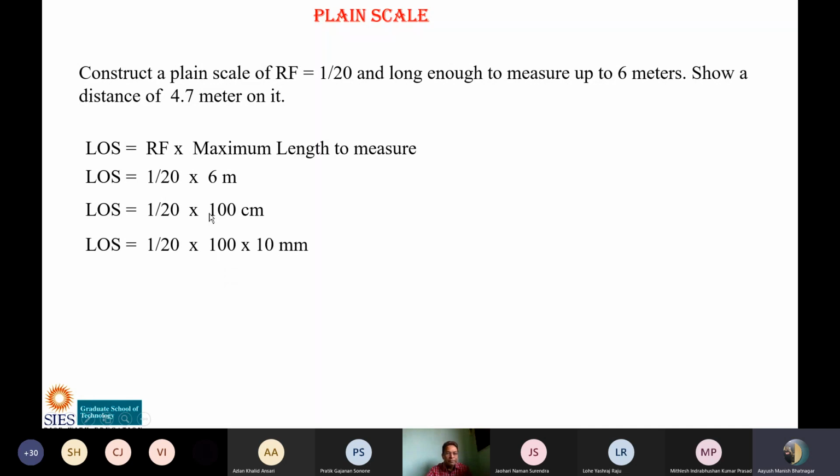Sir, I had a doubt. Why did you multiply by 6 meters, sir? Okay, the formula to find the length of scale is RF into maximum length to measure. That will give you how much length I should draw on the paper.